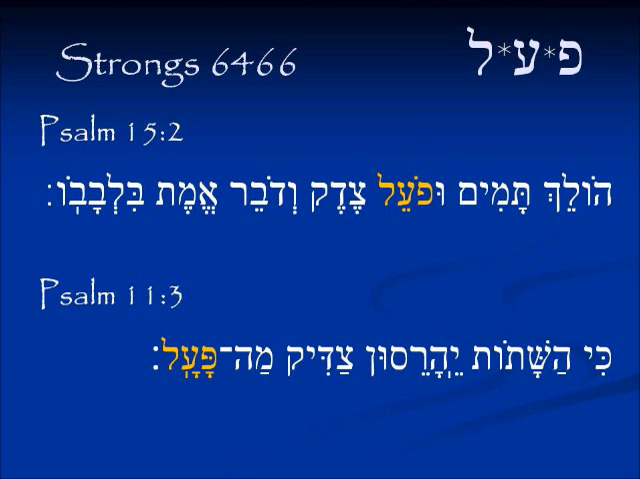Looking at two examples in the Hebrew, Psalm 15:2, Holech tamim, he who is walking in a blameless way, ufoel tzedek, and who does what is righteous, v'dover emet b'levavo, who speaks truth in his heart. So we see that is the action of doing tzedek, doing what is righteous. Psalm 11:3, Ki hashatot yeharesun, tzadik ma pa'al. If, in fact, the foundations are destroyed or removed, the righteous man, what pa'al, what can he do?